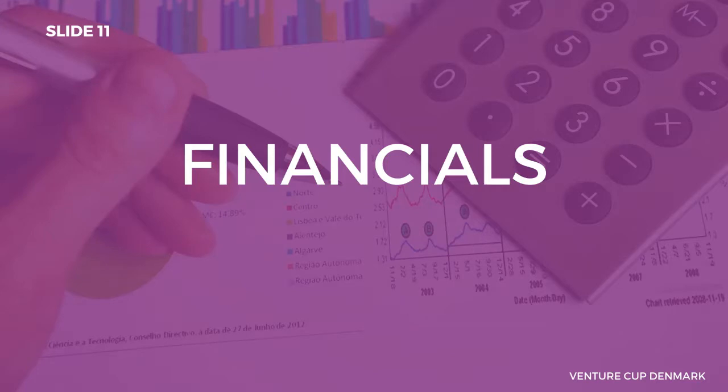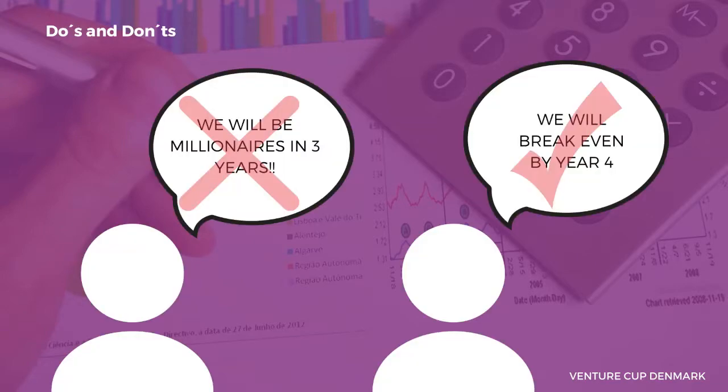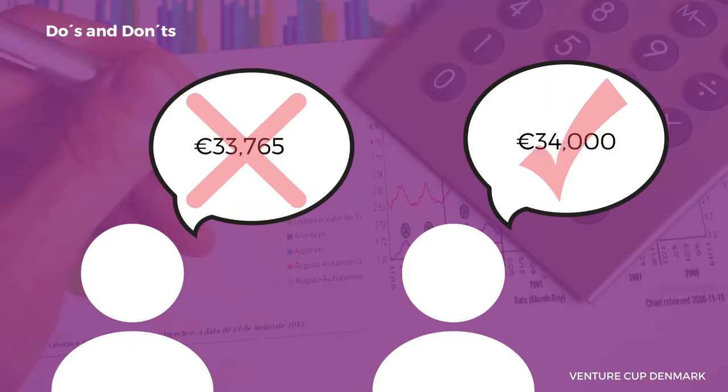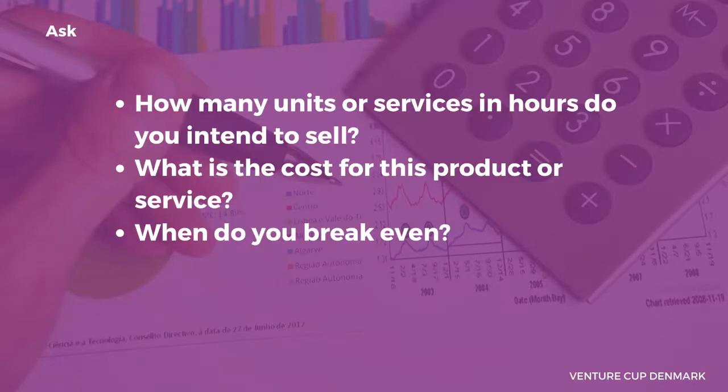Slide number 11, financials. In Denmark, it is important to be realistic with your numbers. It's okay to be optimistic, but we don't like to hear inflated numbers for the sake of winning. In Denmark, we prefer you to be honest because you will be asked to defend your numbers. When you make your financial forecast, round the numbers up. It's easier to look at the numbers that way. Now, how many units or services in hours do you intend to sell? What is the cost for this product or service? When do you break even? You have already done this exercise with our colleague Ulrich, and so we expect that it will be easy enough to add your results here.